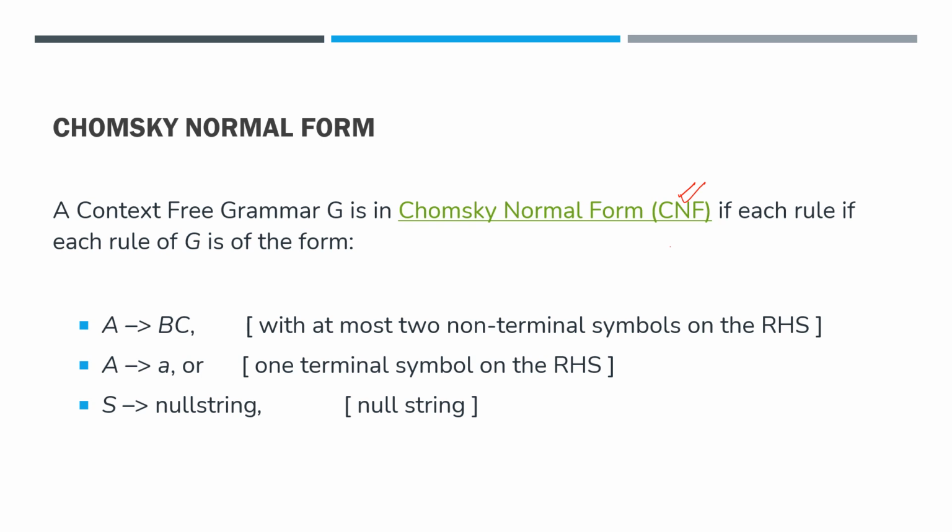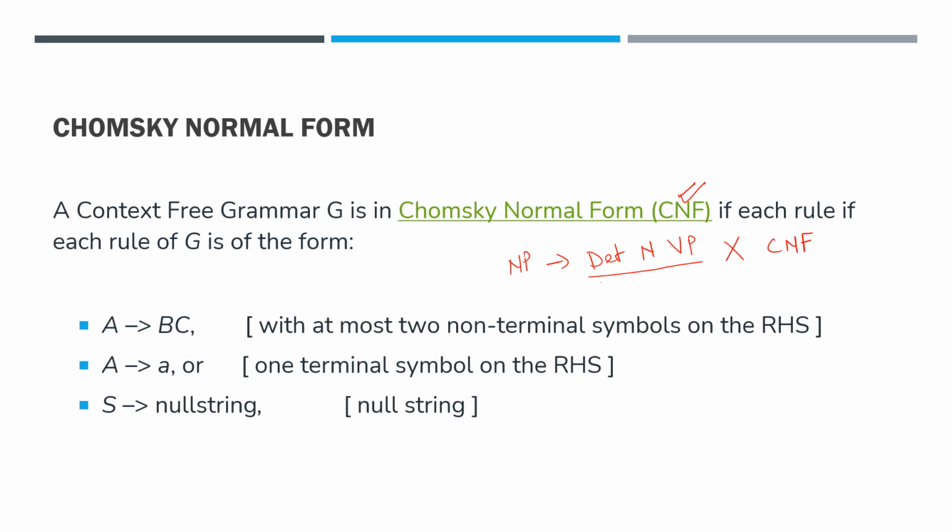CNF says all my rules should be such that every non-terminal can have two non-terminals, not more than two. Like we had in the previous example, in the previous video, you have seen there's a noun phrase. That noun phrase goes to determiner, noun, and the verb phrase. So here we are having three non-terminals. So this kind of grammar is not in CNF form.